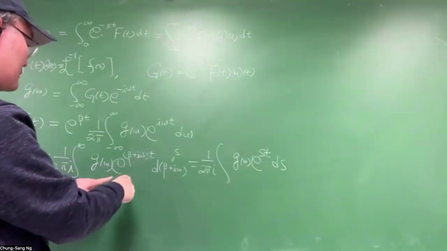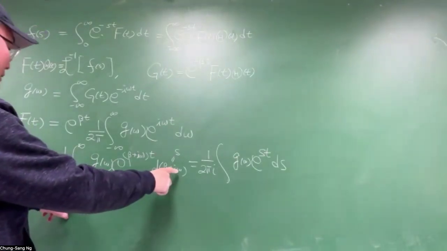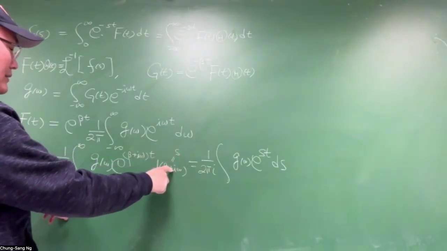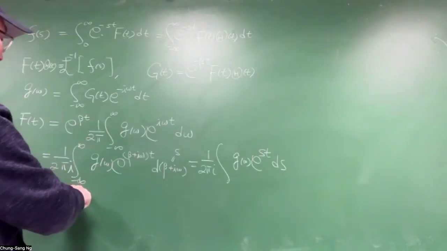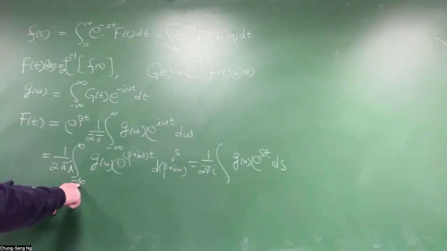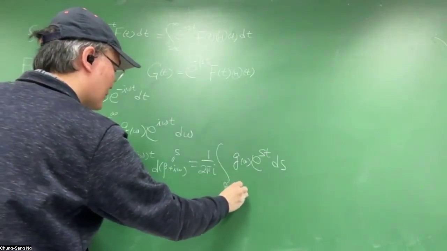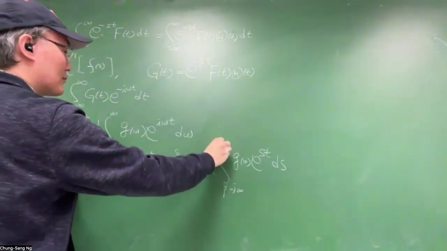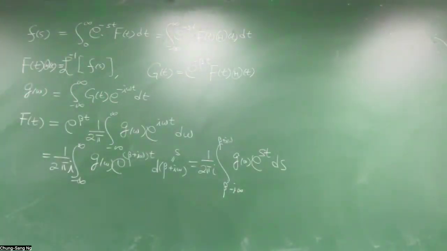Omega is on s. Originally, omega is from minus infinity to infinity. So s is along beta plus i omega. At the lower limit of omega, minus infinity, it's beta minus i infinity, because of this beta plus i omega. Okay, so this is a path.